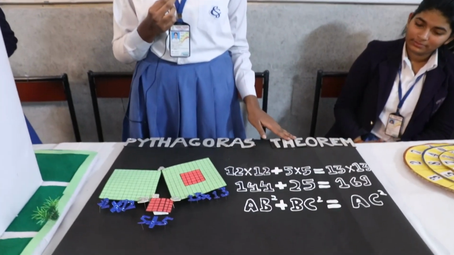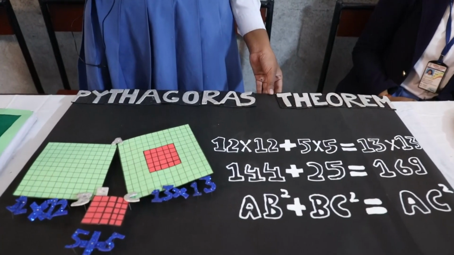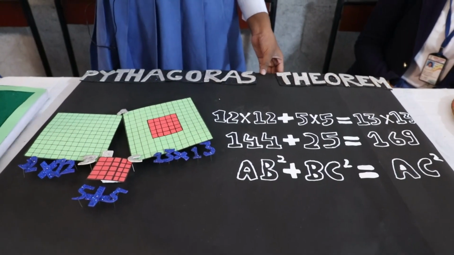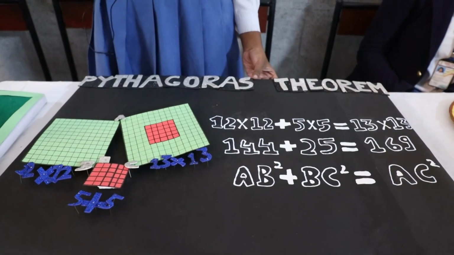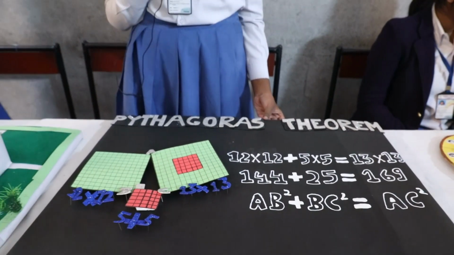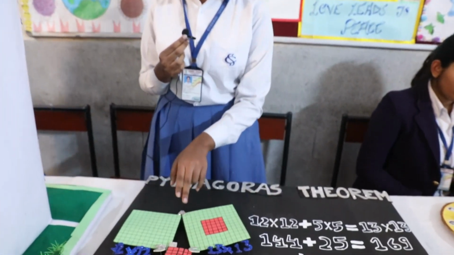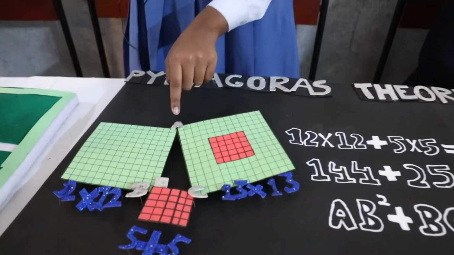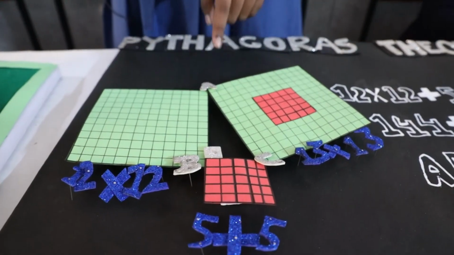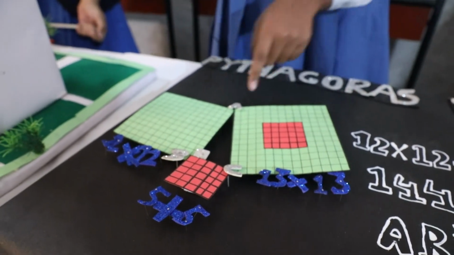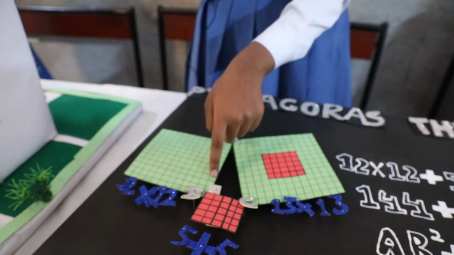This model is based on Pythagoras theorem. As the name suggests, this model is named after a great scientist, Pythagoras. He is a famous mathematician who has contributed in the field of trigonometry and geometry. Here you can see there are 3 squares forming a triangle, triangle ABC. Triangle ABC is a right angle triangle in which angle B is equal to 90.